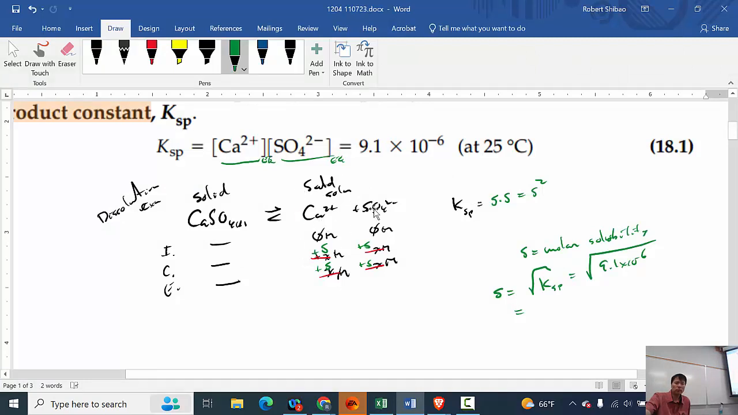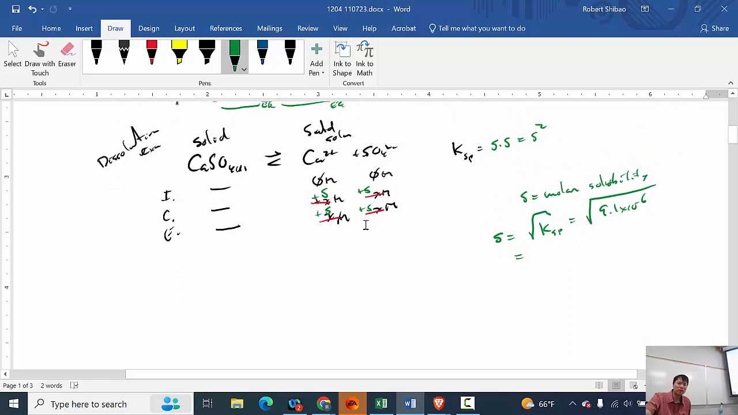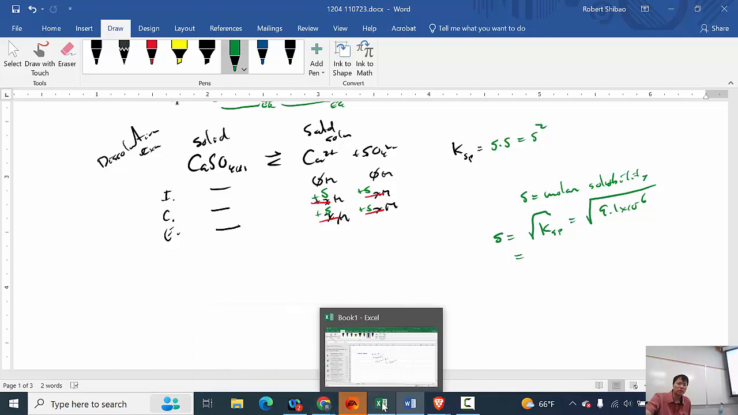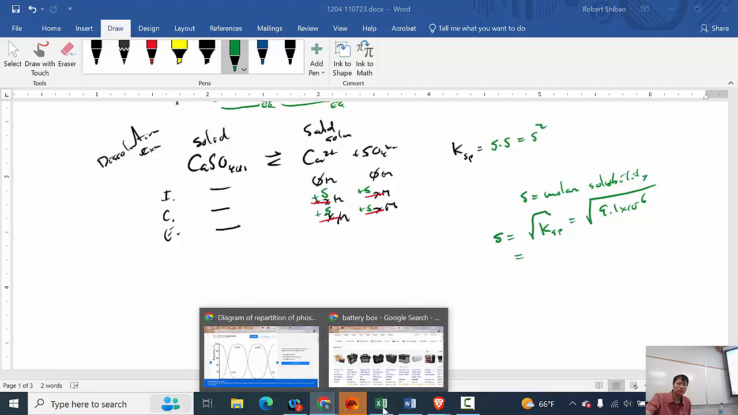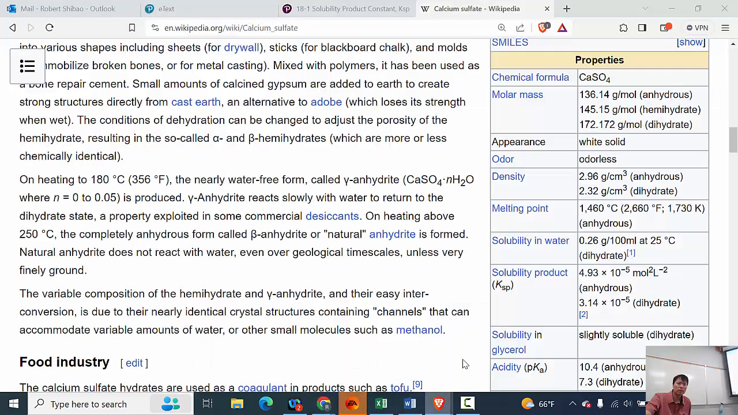So one of the important things is we could calculate the solubilities, or we could calculate the KSPs. And so let's use the Wikipedia data to see if we get the same number for the KSP. So I'm going to take a look at calcium sulfate. The first thing is this solubility is in the wrong kind of units here. It's 0.26 grams per 100 milliliters. Unfortunately, we don't have the density of the solution, do we? We would need the density of the solution to figure it out.